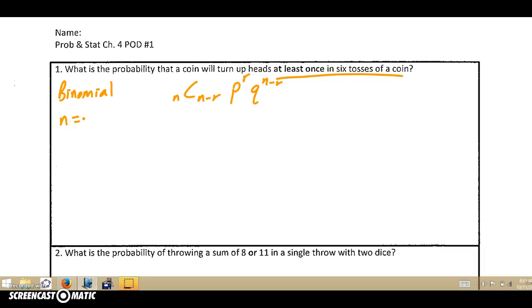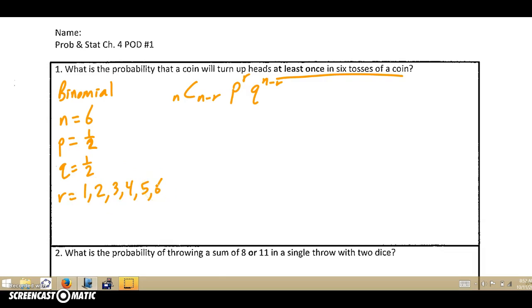So N is the total number of times I'm doing it, which is 6 tosses. P is the probability of success. Well, the probability I get a heads is 1/2. Q is the probability of failure, which is also 1/2, because they have to add up to 1. And R in this case is at least once. Well, I want 1 success or more. So any of these will work.